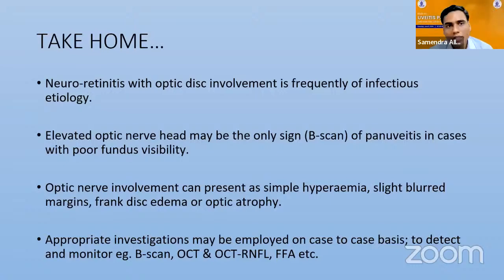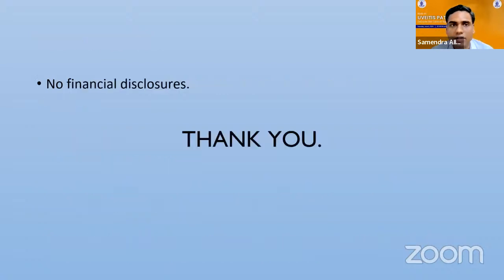Just a few more points. Last slide. Neuroretinitis with optic disc involvement is frequently of infectious etiology. Elevated optic nerve head may be the only sign on B scan of a panuveitis with poor fundus visibility. Optic nerve involvement can present as simple hyperemia, slight blurred margins, frank disc edema, or optic atrophy. And appropriate investigations may be employed on a case-to-case basis to detect and monitor: B scan, OCT, OCT-RNFL, and FFA, etc.